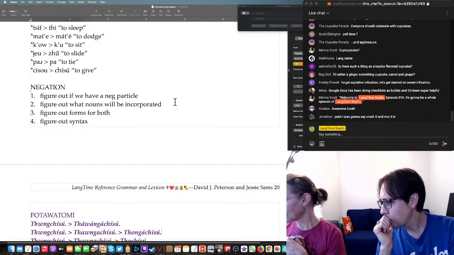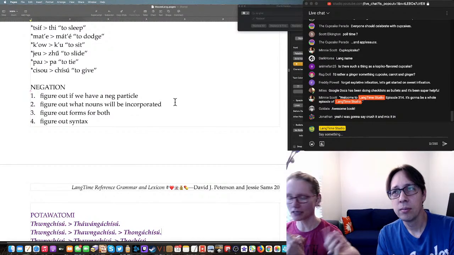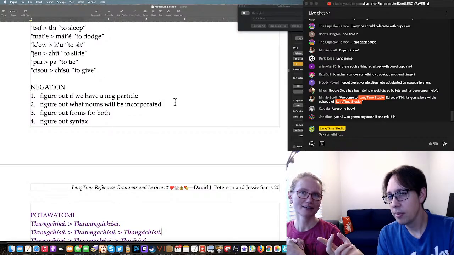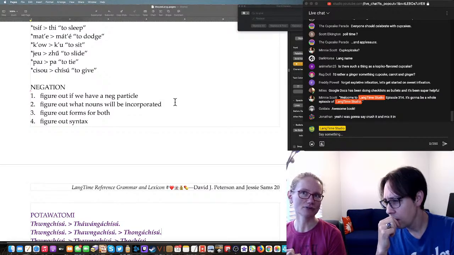Anyway. Well, as soon as we decide if we're going to have a negative particle, we can eat a cupcake. Okay. That's our first. And then the nouns that will be incorporated will decide if that's Kopiko worthy, because that may take us a while.